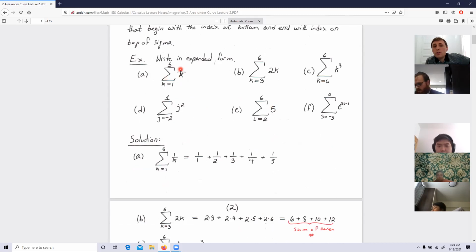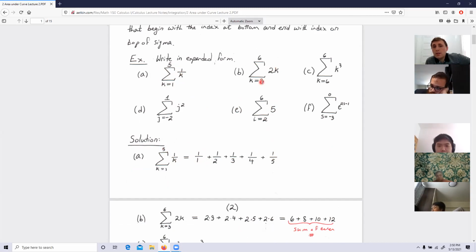What is the sum of 1 over k, where k is from 1 to 5? This formula means 1 over 1 first, plus 1 over 2, plus 1 over 3, all the way until I get to 1 over 5, until I get to the last number. Make sense?